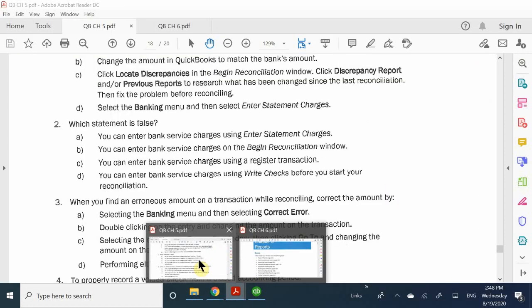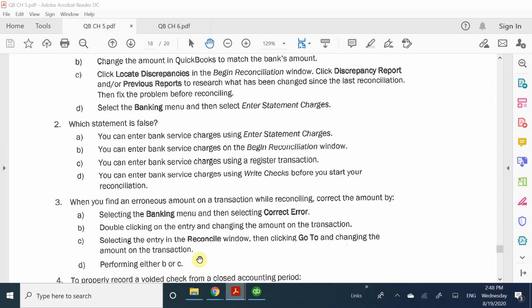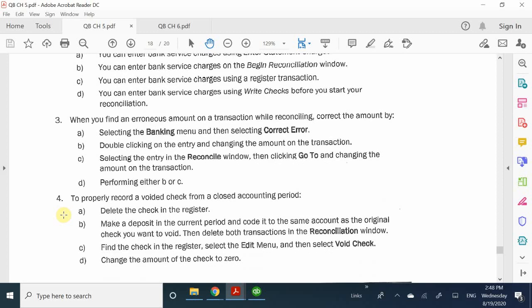However, B is true. C, what does C say? You can enter bank service charges using the register transaction. Yes, you can enter that in manually through your checking register. And then lastly, D, you can enter a bank service charge by writing a check before you start the reconciliation. Yes, you can. Instead of charging you for your bank, you already paid it in advance. That's what D is. So yes, you can do that.